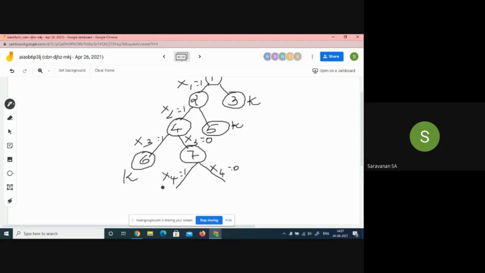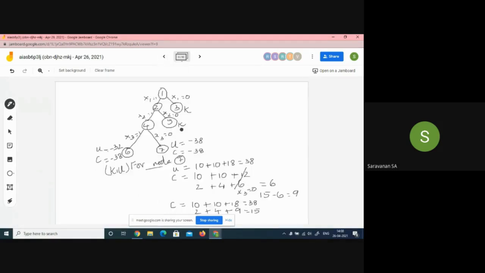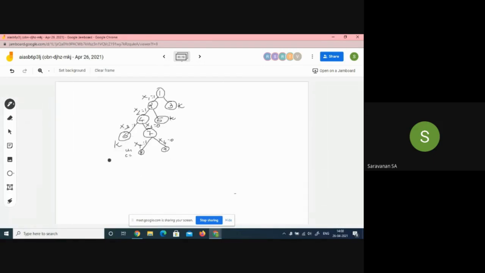So what about this 8th node and the 9th node? Here you have to calculate U and C, right? So as I told you, here we are including the item. So the same value will be retained as it is, right? So what is the 7th node value? U is 38, C is also 38. Even after including, it is minus 38. C is also minus 38.